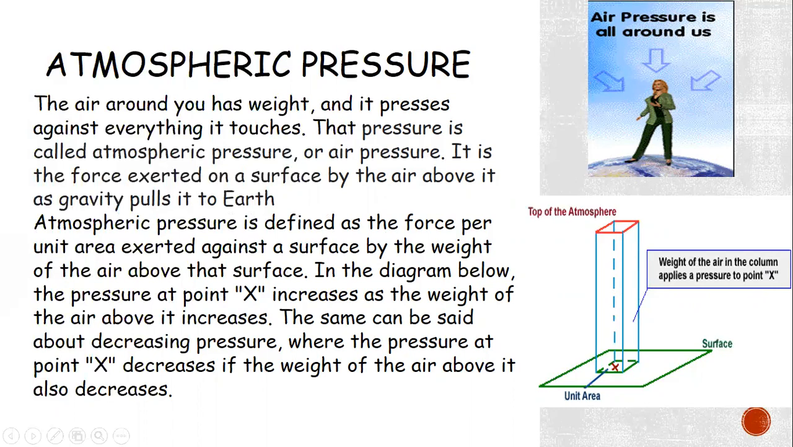You can see in this figure a column of air above this surface X. The weight of the air in the column applies a pressure to this point X. This is taken as a unit area. So we can define atmospheric pressure as the force per unit area exerted against the surface by the weight of the air above the surface. This is what atmospheric pressure is.